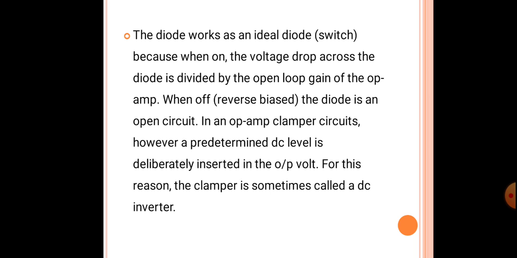In an operational clamper circuit, however, a predetermined DC level is deliberately inserted in the output voltage. For this reason, the clamper is sometimes called a DC inserter.